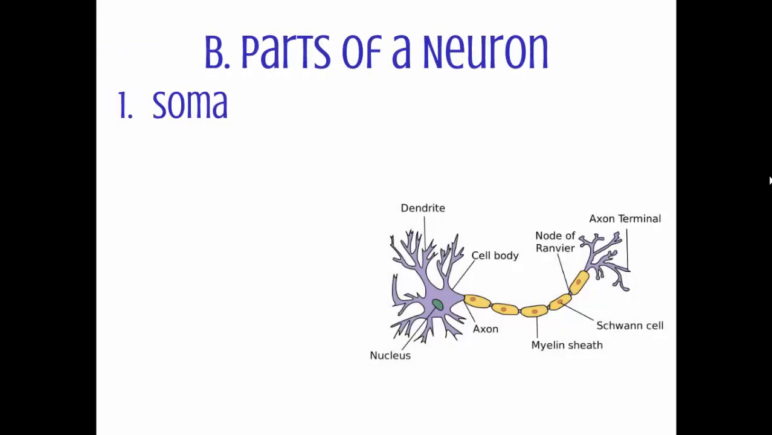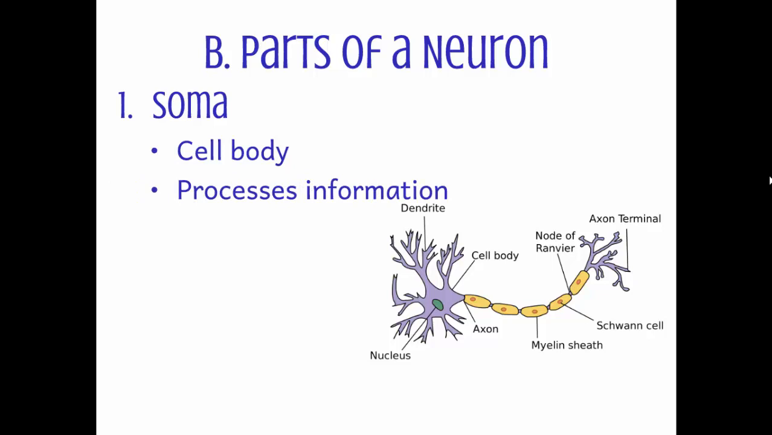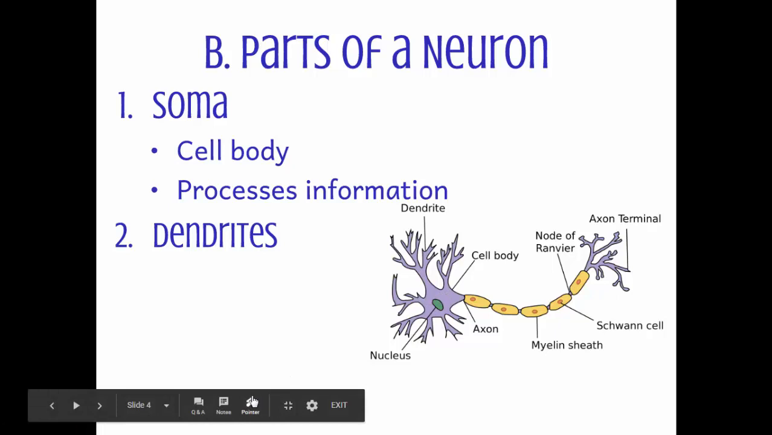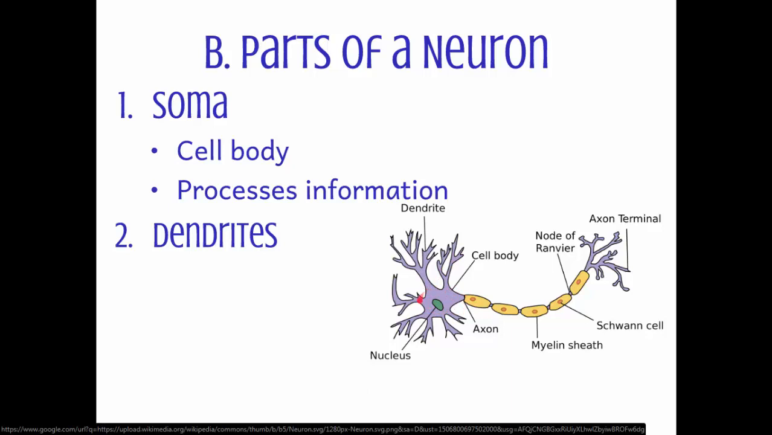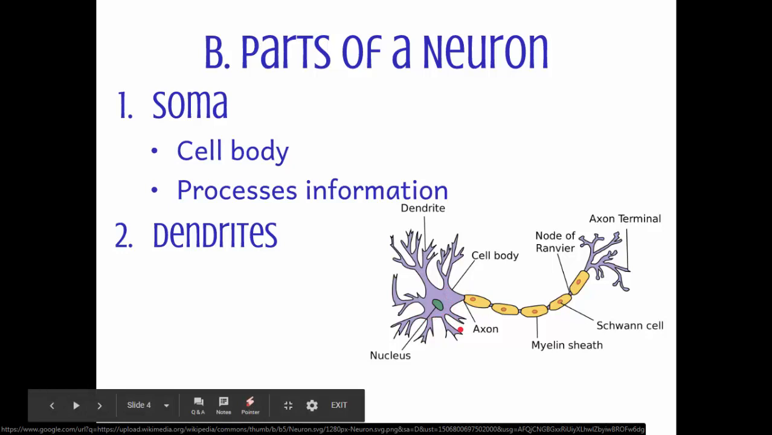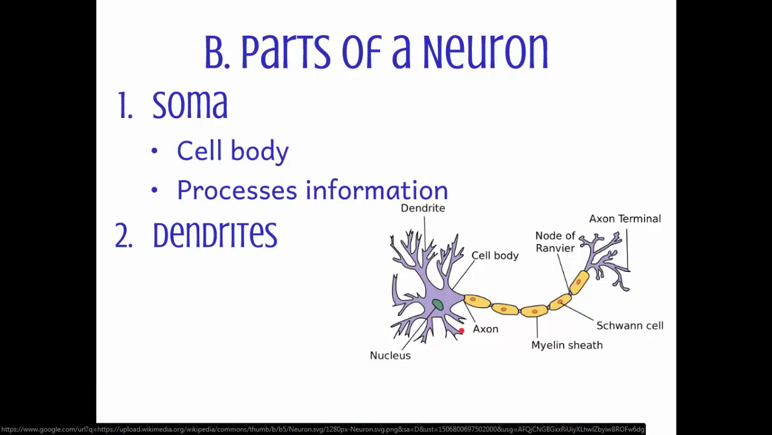So the different parts of the neuron, the first one we're going to start with is the soma. The soma is the cell body of the neuron. It contains all of the other information that every other cell has in its structures. It processes the information that comes into it and then sends a message out to the rest of the neuron. The cell body is found here, and it contains the nucleus, as you can see there, but it also has all the other structures that you would find in any other cell of the body that you learn about in biology class.